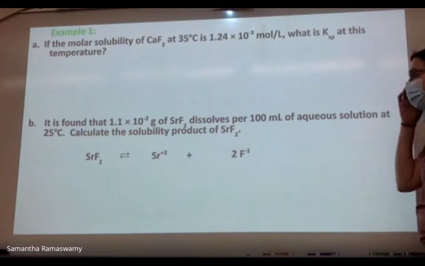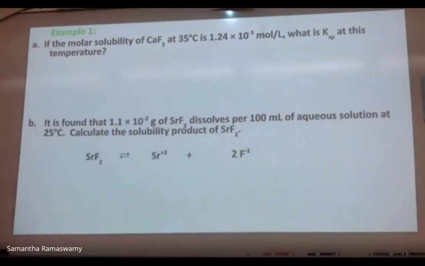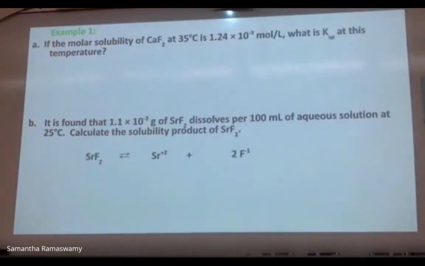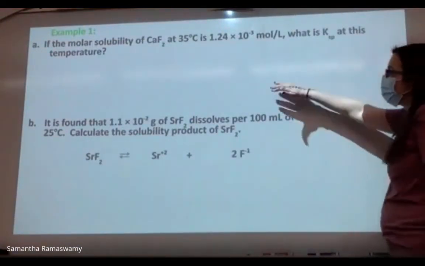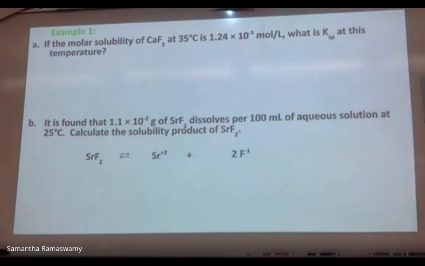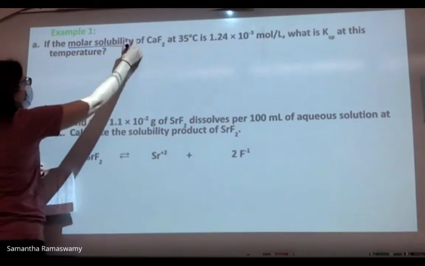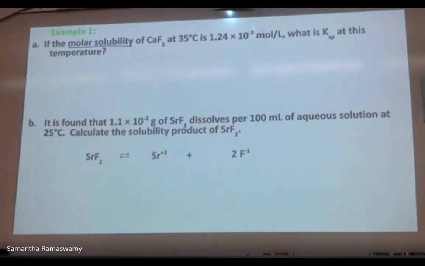Example 1 is at the end. Much shorter notes packet. Example 1 is on page 4. Today we're going to focus on examples 1 through 5. There are a few different parts to example 1. The first one says the molar solubility of calcium fluoride is 1.24 times 10 to the negative third moles per liter. What is Ksp at this temperature?